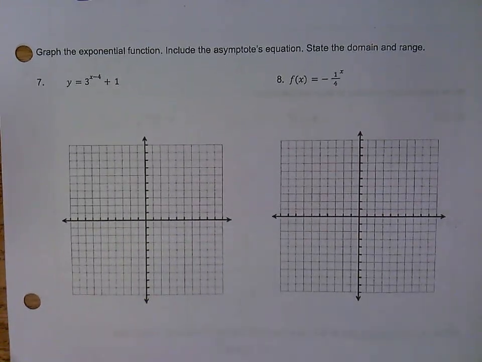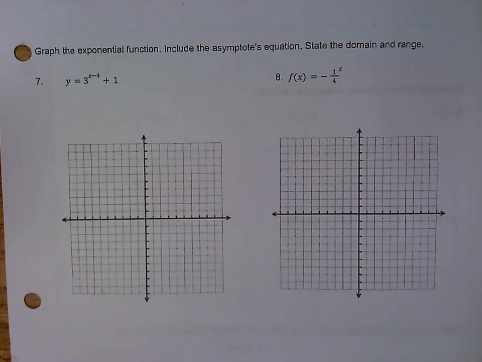Okay, so graphing. People need a little bit more practice on graphing. So on the quiz review after lunch, there's some graphing practice. It says graph the exponential function, include asymptotes, and state the domain and range. What is the parent function? 3 to the x for this one, and 1/4 to the x for this one. So let's dive in. What does 3 to the x just look like?